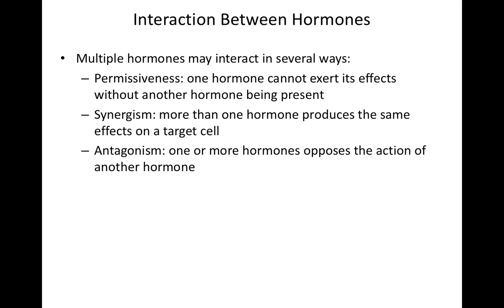And then antagonism is when you have an opposing action. Calcitonin and parathyroid hormone oppose each other. One is going to cause you to pull calcium out of the blood. One is going to cause you to release calcium into the blood. Insulin and glucagon have opposing effects. One causes the release of glucose, one causes the removal of glucose. So when you think about all of these hormones in the blood together, it's not surprising that they do interact with each other.